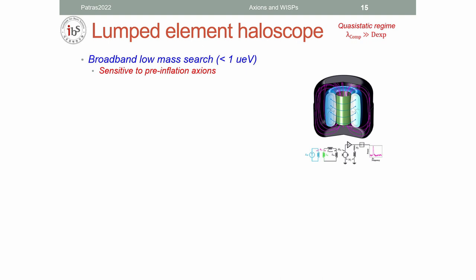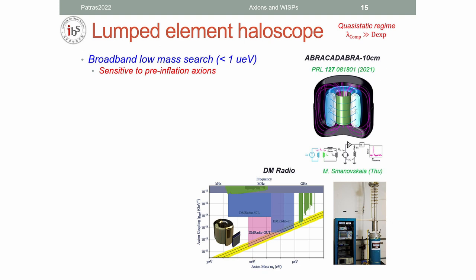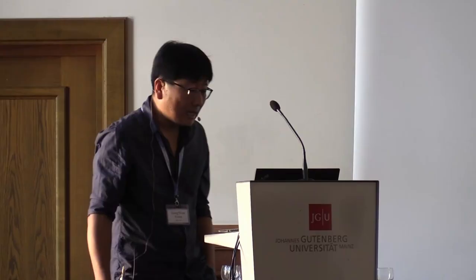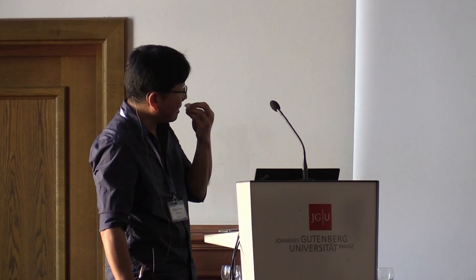The ABRACADABRA collaboration demonstrated this concept using a small, 10 centimeter size system. It's not a cavity, it's a system. And then recently they extended the search a little bit more, which is represented here. This effort was merged into a little bit larger collaboration called DM Radio. Depending on the scale of the experiment and the technology they developed, they cover a very large area, from the nanoelectron volt up to the microelectron volt range, and they are currently constructing the Pathfinder version of the system. And Maria will tell you more about these things on Thursday.